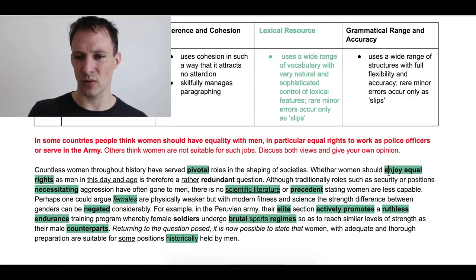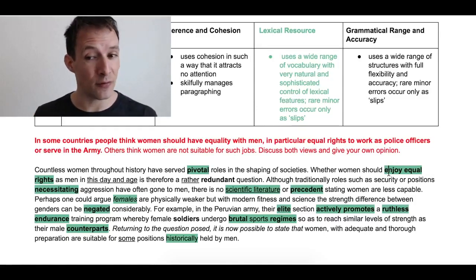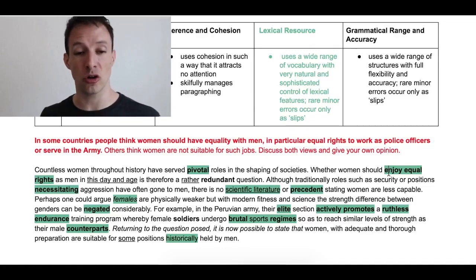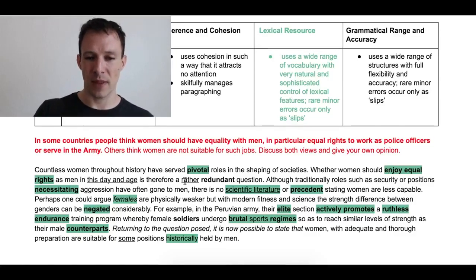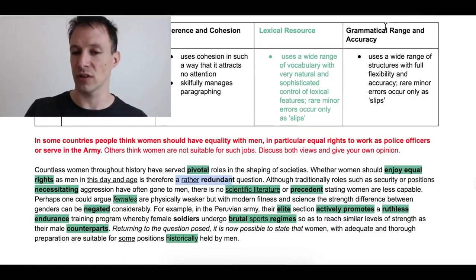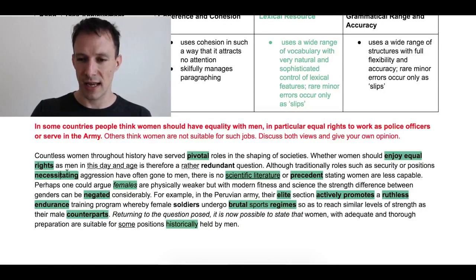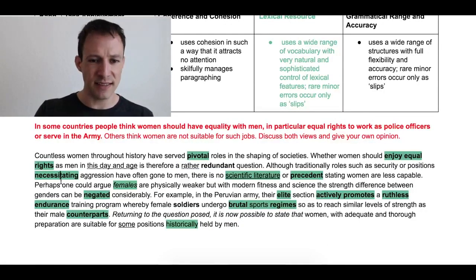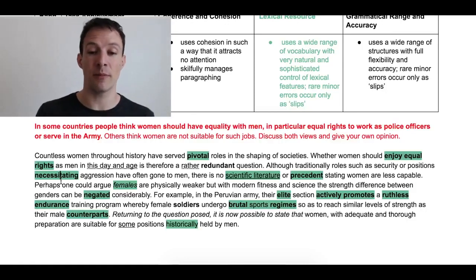"Enjoy equal rights." Here we do have equal rights here, but instead of using "should have equal rights," I put "should enjoy equal rights." It's more sophisticated. Also, I've used "rather redundant" instead of "a very redundant question." I said it's a rather redundant question, so I'm upgrading it. That's probably more for grammatical range and accuracy, actually. Also, I changed, instead of "needing aggression," I put "necessitating aggression." It means something very similar, but I'm upgrading it.